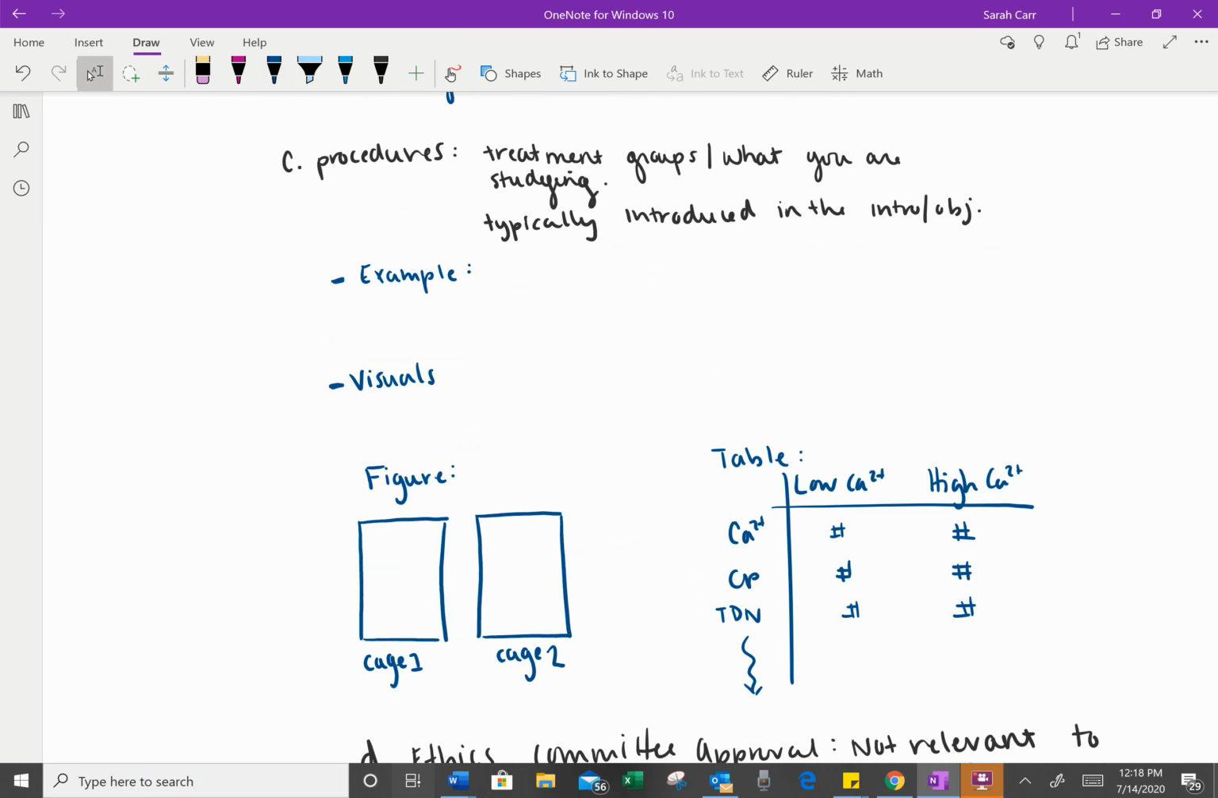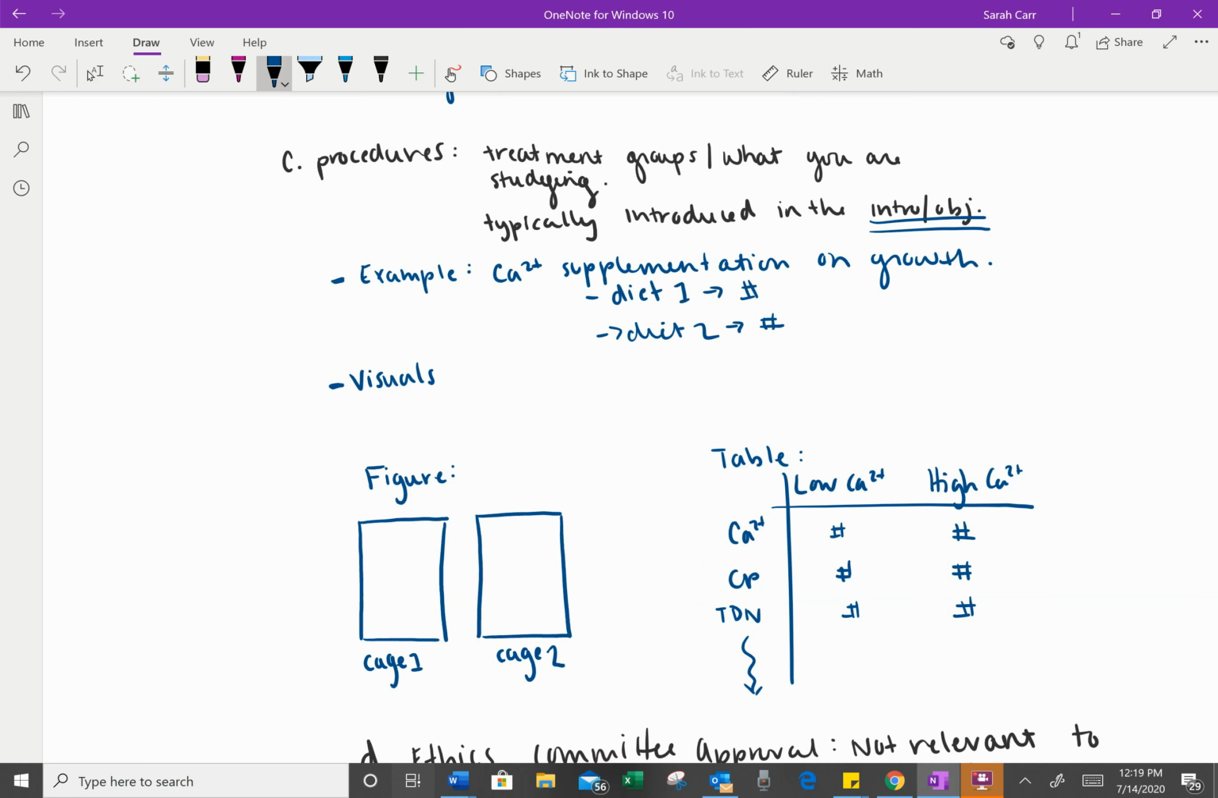And next here, we would have the procedures. And this is simply indicating your treatment groups or what you're studying. And this is typically going to be introduced in the introduction or objectives. For example, say we're studying 2 levels of calcium and the effects on growth. You would want to highlight, say, diet 1 had a certain level of calcium, and then diet 2 had a different level of calcium, and you want to report these levels.